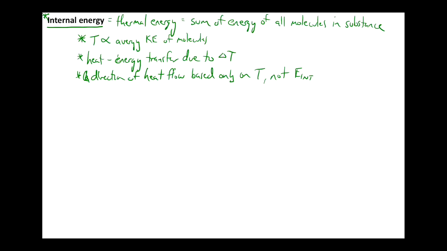Internal energy, also known as thermal energy, is if we add up all of the energy of all the individual molecules. Temperature is related to what the kinetic energy on average is of individual molecules throughout the substance. Heat is about the energy being transferred because of a temperature difference. And keep in mind that which direction the energy flows, the heat flows, is based on the temperatures of the two objects, not how much energy is contained within them. Now, if you're thinking like, aren't those kind of the same thing? Let me point out somehow that they're not.